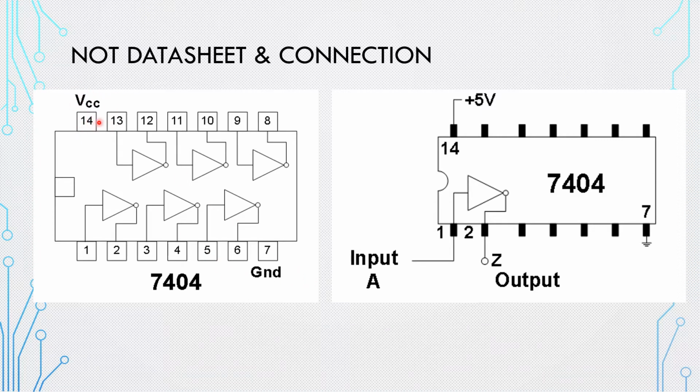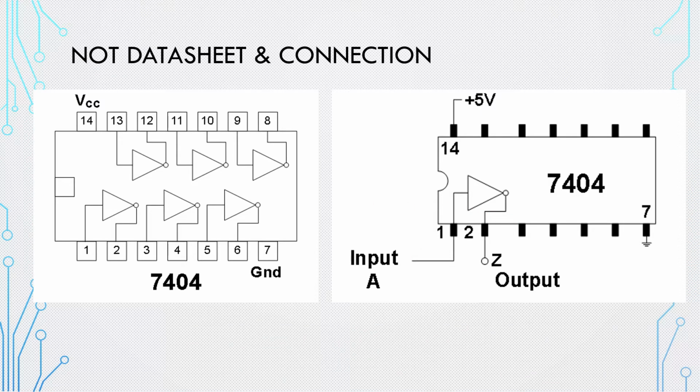VCC means this is connected to 5 volt, and ground you're going to connect to negative or the ground. And this is the typical connection of the NOT gate. So this is the NOT. For example, you choose the first one. So you're going to connect the input in 1, and the output you're going to connect in 2. And the 5 volt you're going to connect to 14, and the negative or the ground you're going to connect in 7. So this is the typical connection of the NOT gate by the IC.